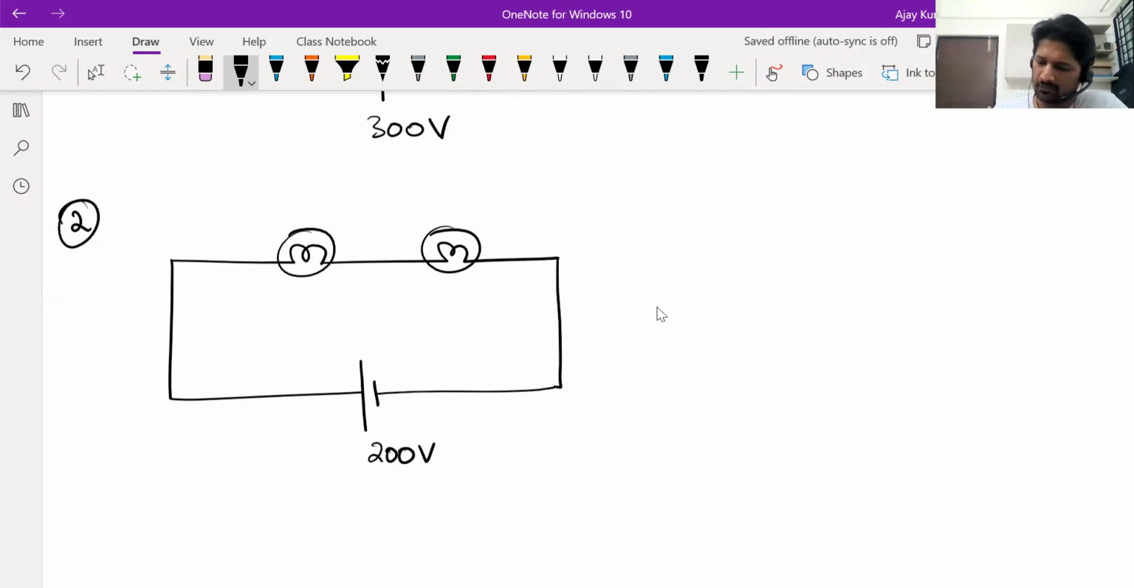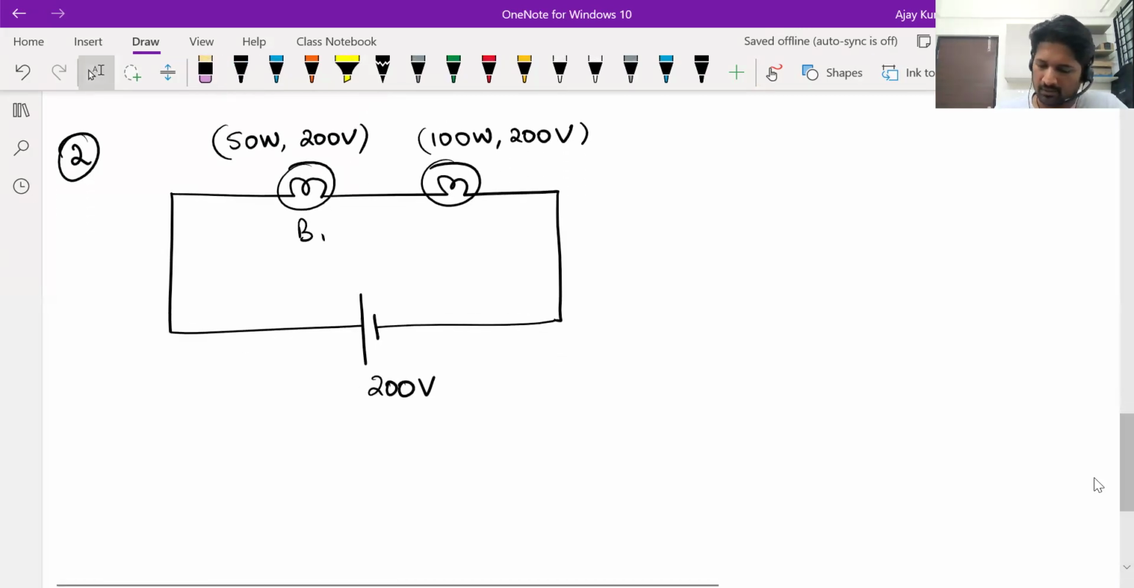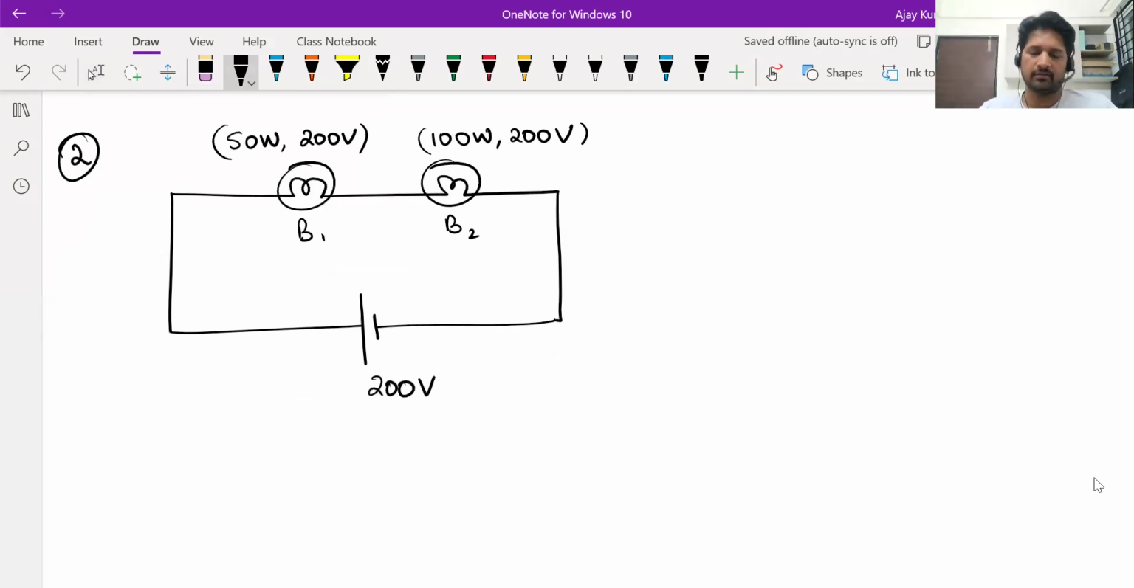This time, assume the supply voltage is 200. Let's say this is a bulb rated 50 watts, 200 volts, and this is rated 100 watts, 200 volts. Okay. Let's call the bulbs B1 and B2. Find out which bulb glows brighter.